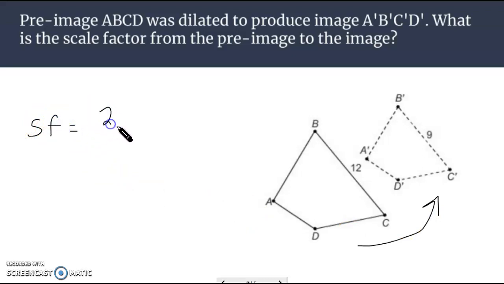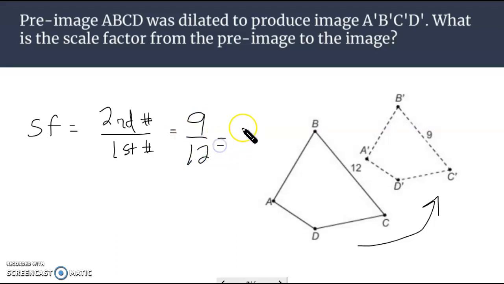simply take the measurement of the second object, or your second number, and divide it by the first number. So this would be 9 divided by 12. Now that reduces to 3/4, so we can say the scale factor is 3/4. If you want to say decimal, 0.75. We can say the second image is 3/4 the size of the first image.